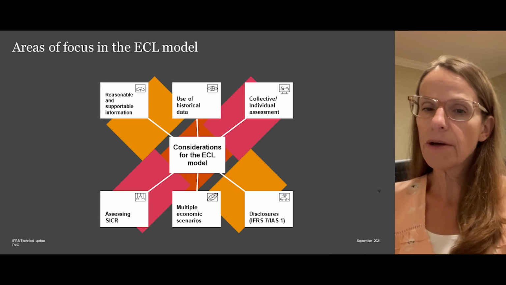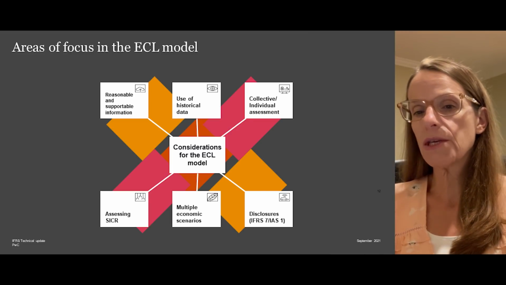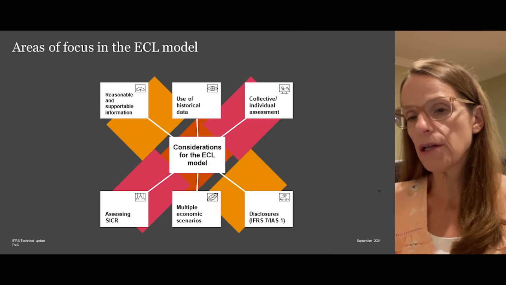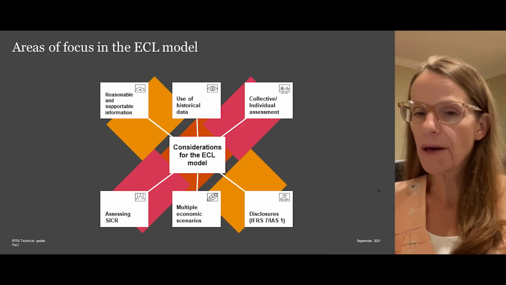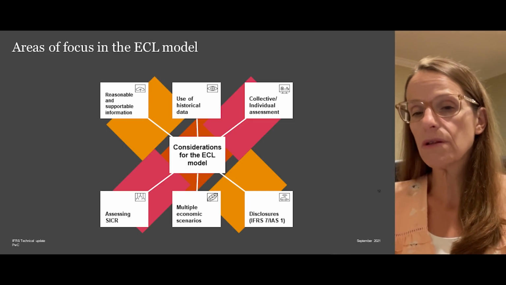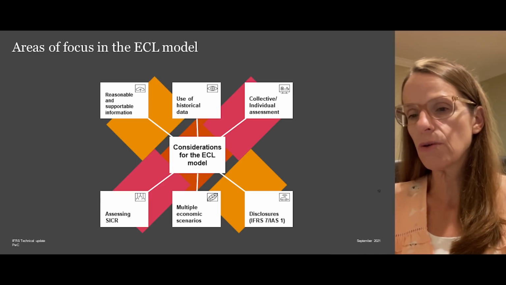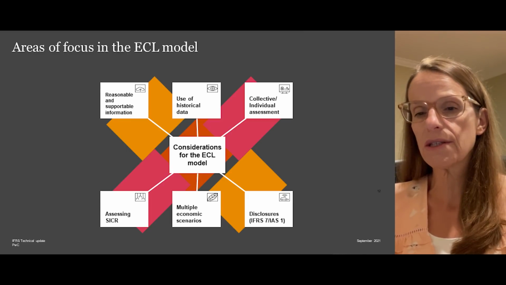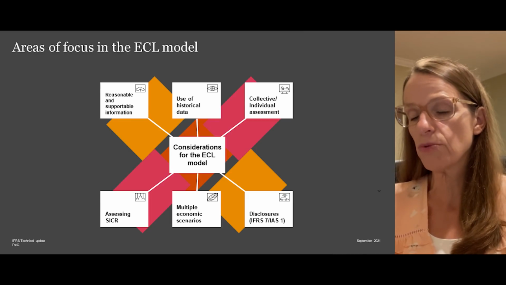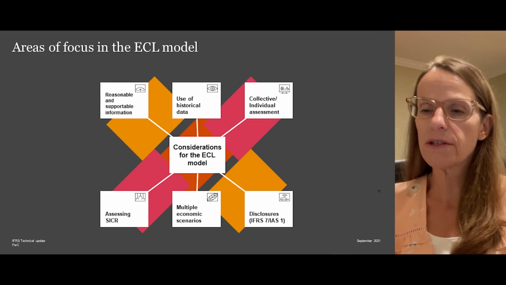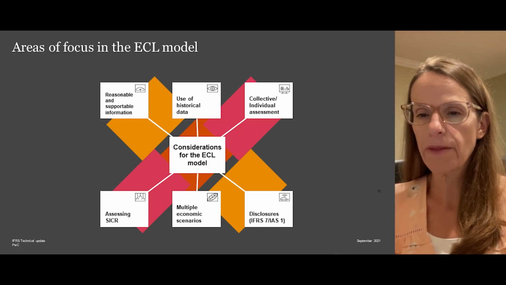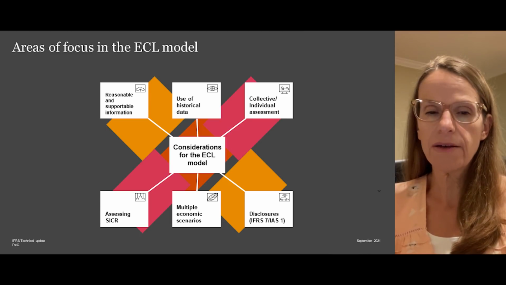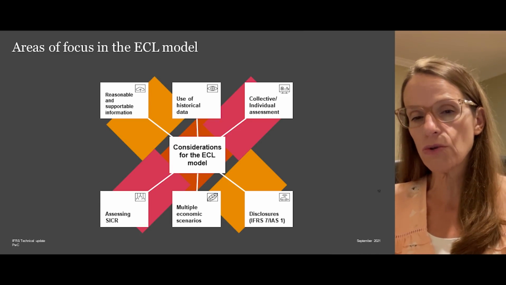Another area is multiple economic scenarios. So ECL is determined by evaluating a range of possible outcomes, as we know. So even if climate risk impacts are not considered likely, but they're still possible, they should be considered under the ECL model and should not be ignored. Now, the inclusion of climate change factors and risks could also necessitate a change in those scenario weightings, particularly if that introduced different nonlinearities.